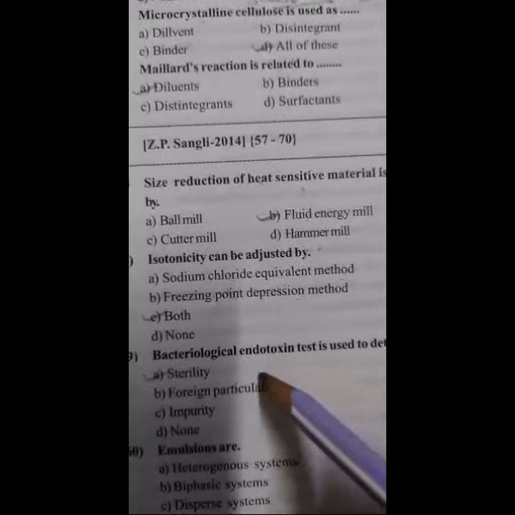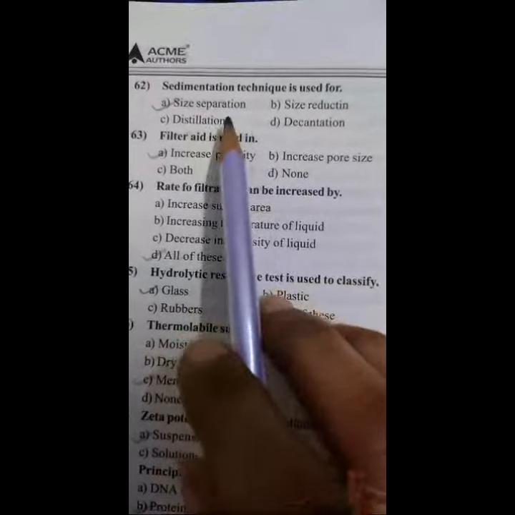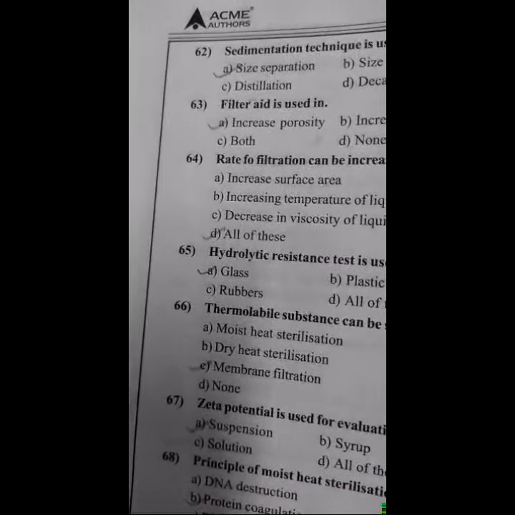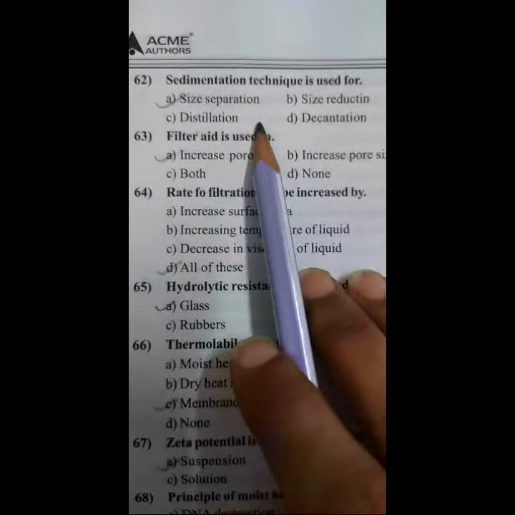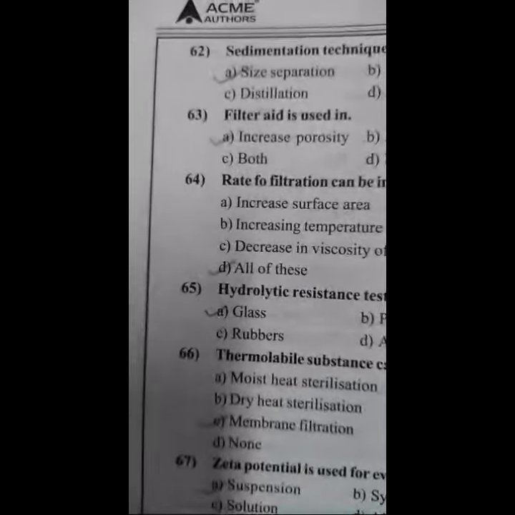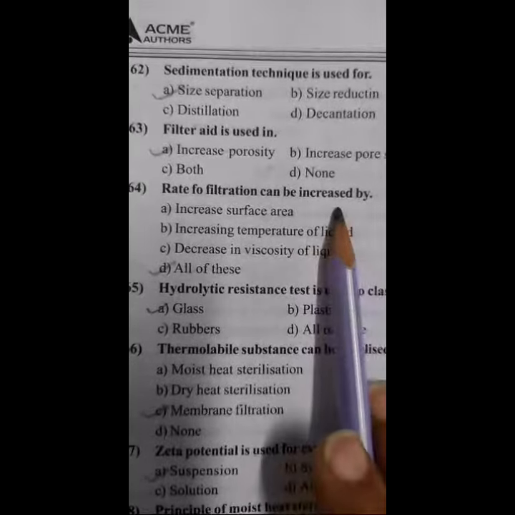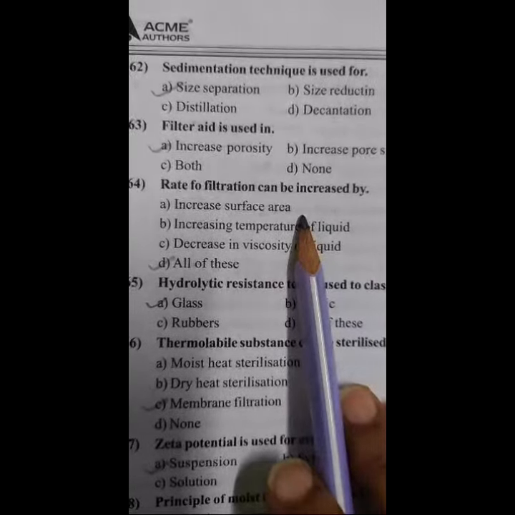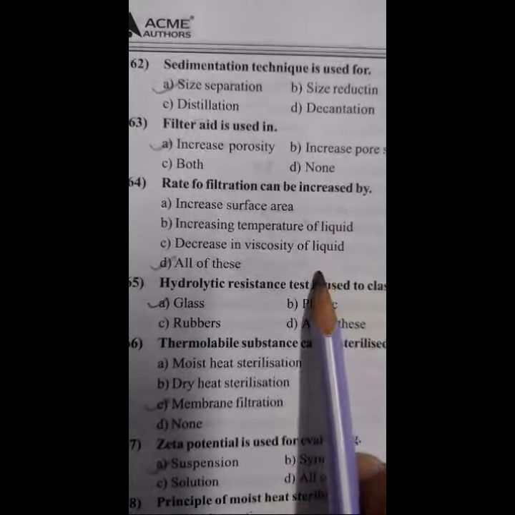Bacterial endotoxin test is used to determine pyrogens. Emulsions are heterogeneous systems, biphasic systems, dispersed systems, all of the above. Sedimentation technique is used for size separation. Filter aid is used to increase porosity. Rate of filtration can be increased by increasing surface area, increasing temperature of liquid, and decreasing viscosity of liquid.